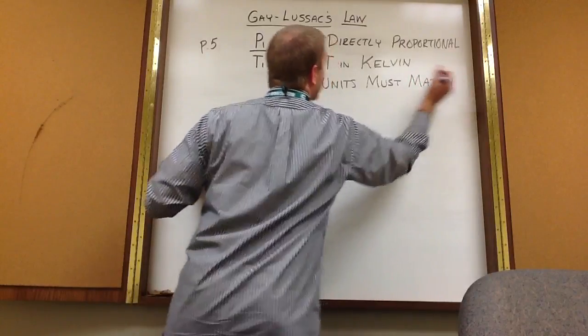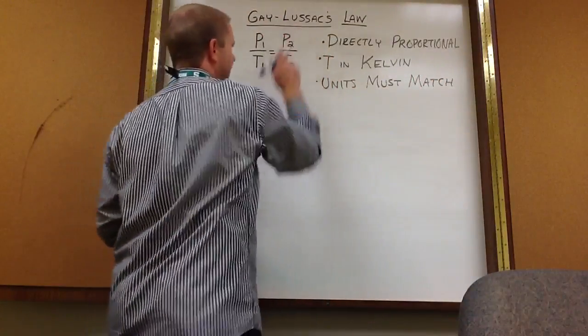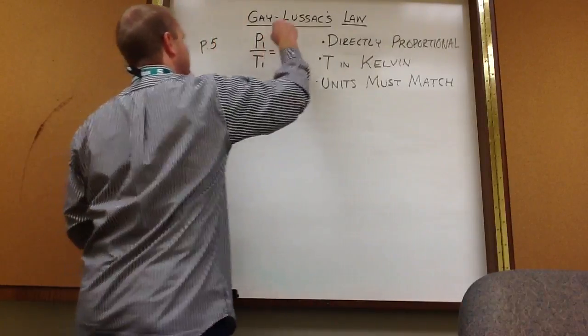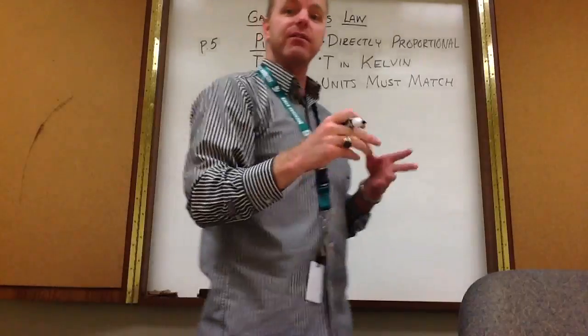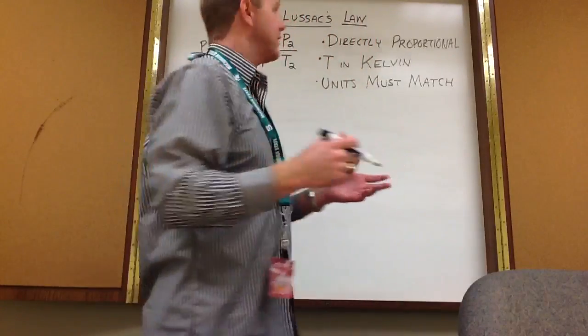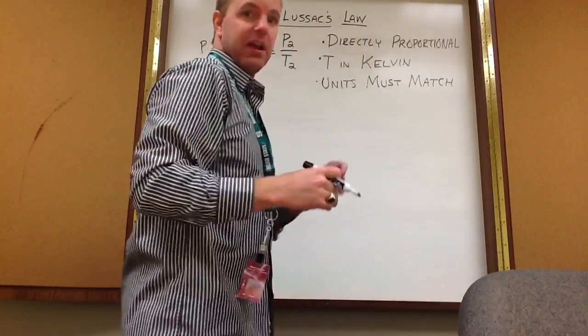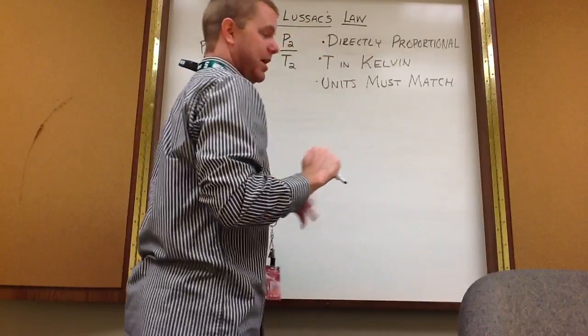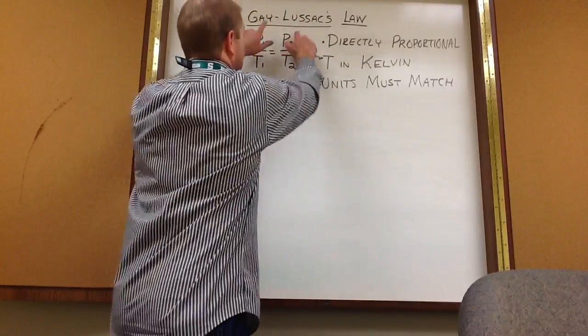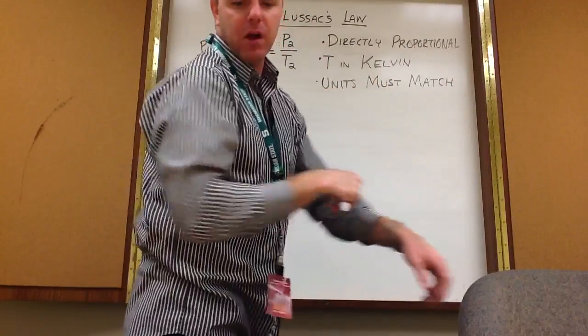So if you have the pressure here in ATMs, it's got to be ATMs here. If it's PSI, it's got to be PSI. It does not matter. It's not like you have to convert it to one thing every time. It doesn't have to always be in ATMs, as long as the two things are the same. It could be torr, millimeters of mercury, whatever. As long as they're the same. Okay? So I'm on page 5.